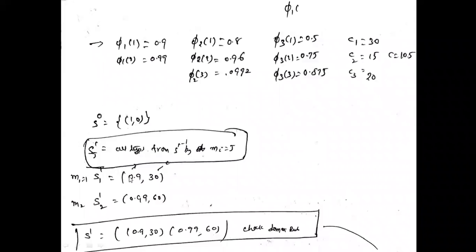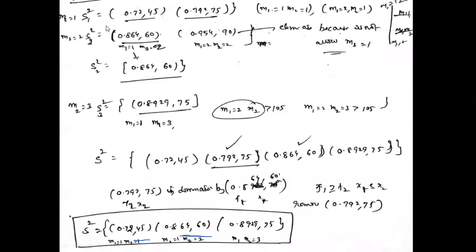So combining the two sets, that is the two tuples, S^1 = {(0.9, 30), (0.99, 60)}. (0.9, 30) means that in the first stage you are taking only one device, with cost 30. Suppose in the first stage you are taking two devices, that is (0.99, 60), where 60 means 30 plus 30.